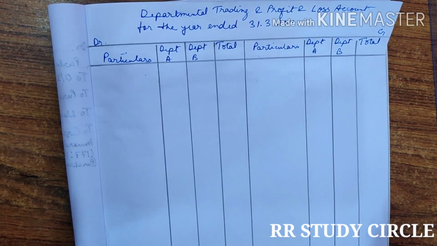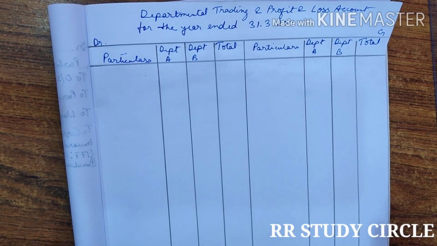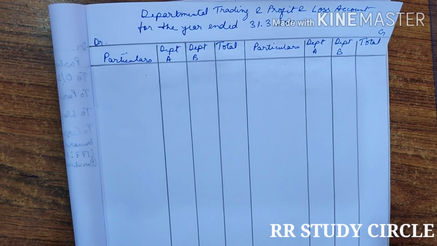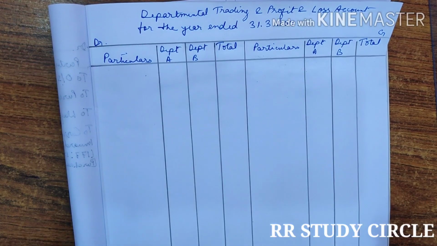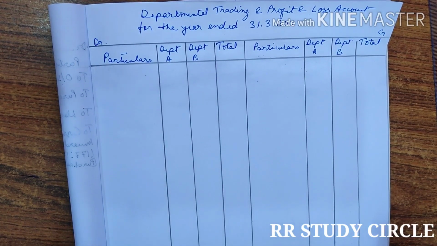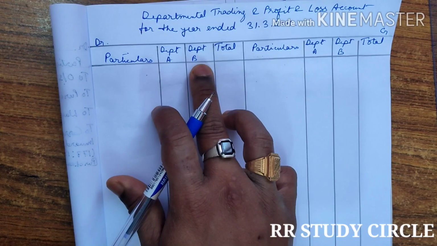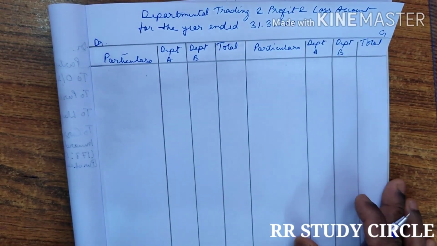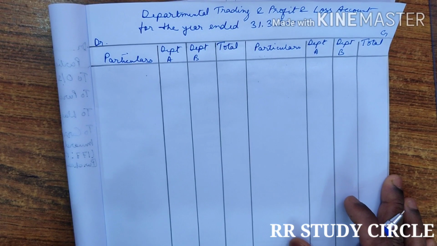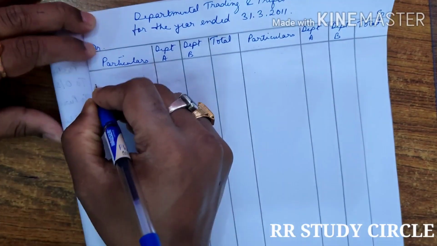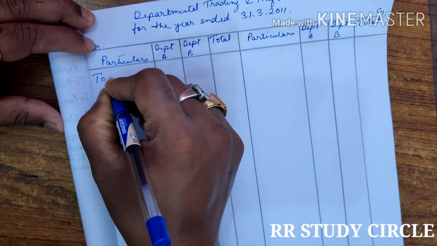Preparation of departmental trading and profit and loss account is similar to that of the trading and profit and loss account which you have done earlier in case of any sole proprietorship business or partnership business. The only difference is that here there are certain common expenses which you have to allocate between various departments on a particular ratio. The ratio might be mentioned in the question or you will have to work it out accordingly. Now the very first thing which will come here is opening stock.